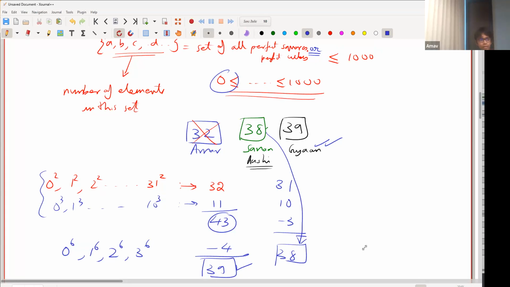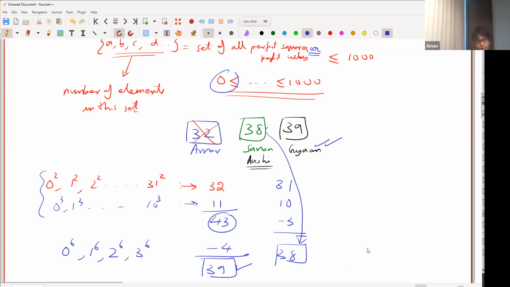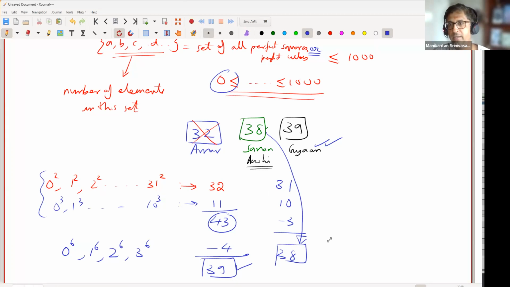So first you have 32 perfect squares. So you have till 31, which is 961. Is this how I explained, Arnav? A little slower. Saurabh, did you understand what he said? No. Okay. Try one more time, Arnav.